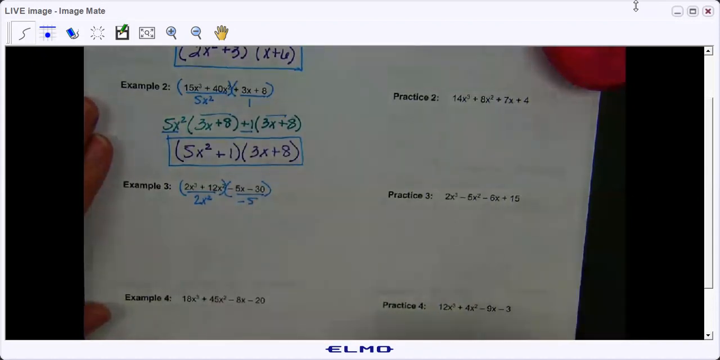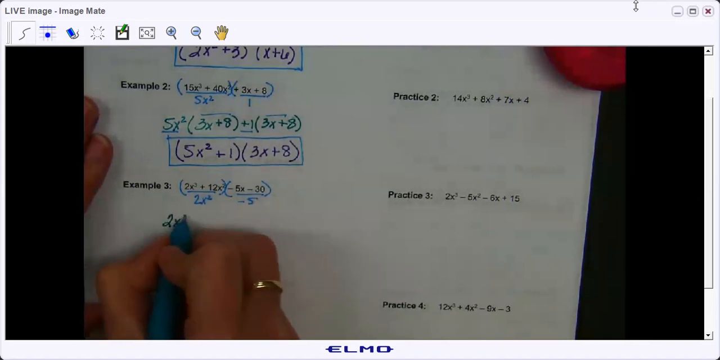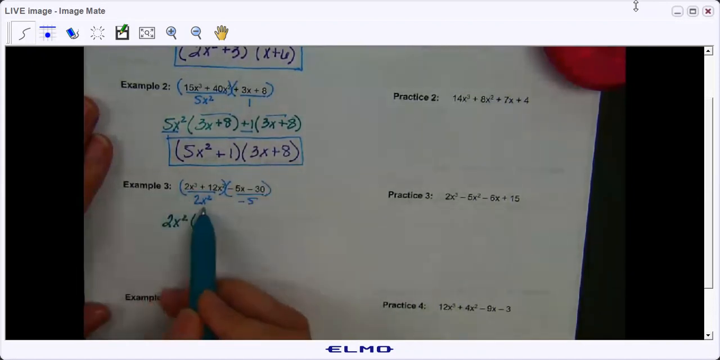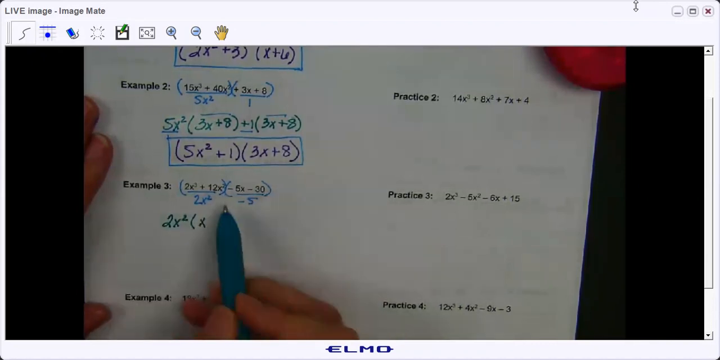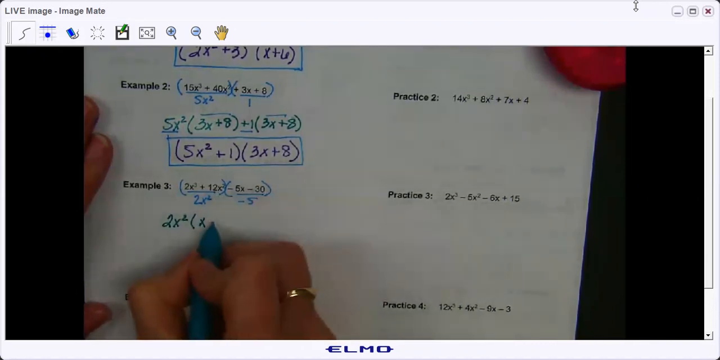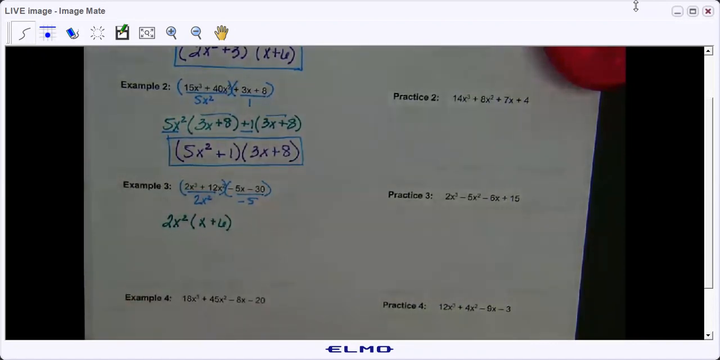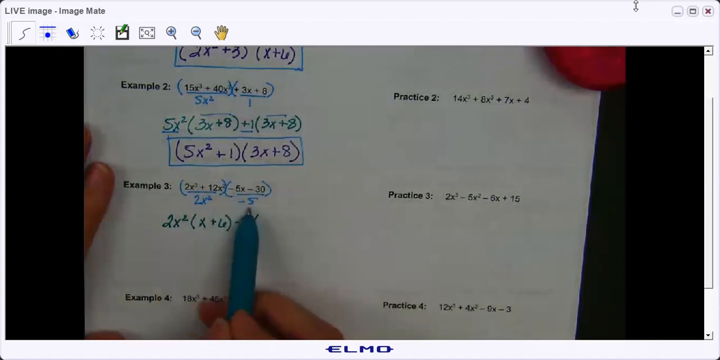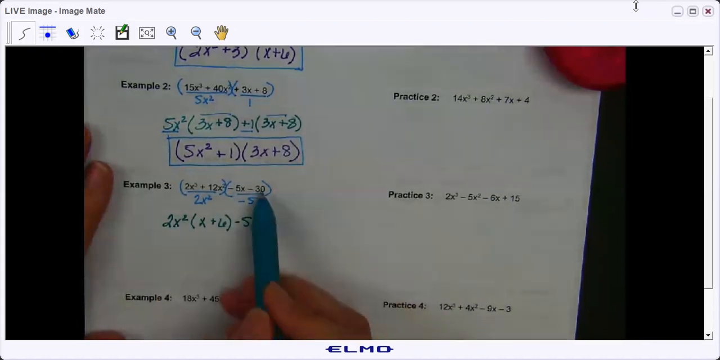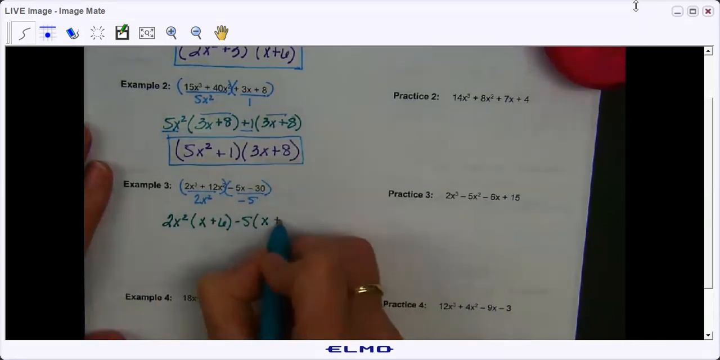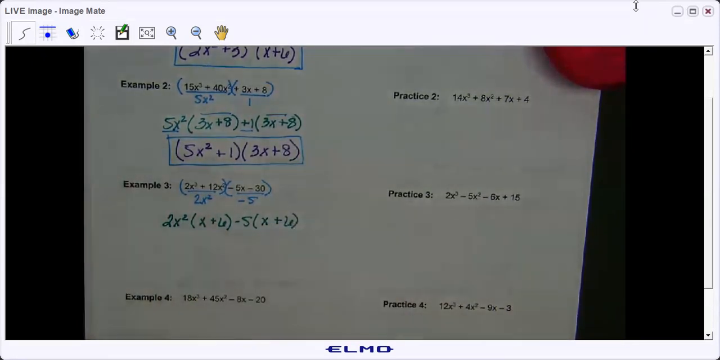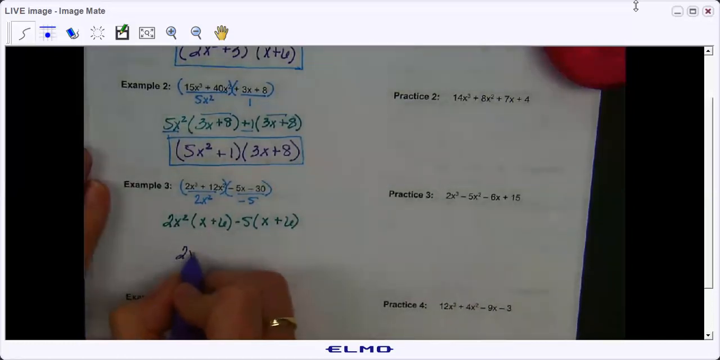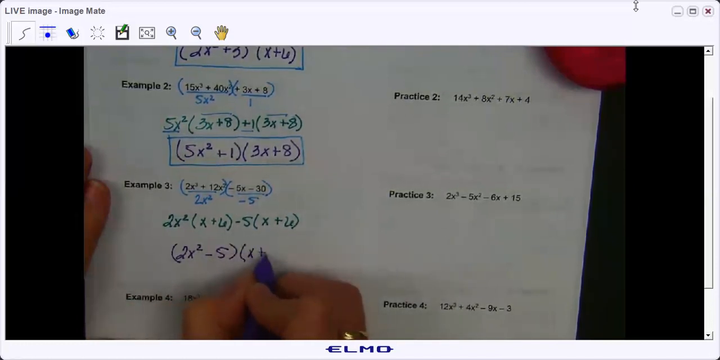All right, so let's take those out. We have 2x squared. And then 2x cubed divided by 2x squared is just x. 12x squared divided by 2x squared is 6. And then we factored out a negative 5. Negative 5x divided by negative 5 is just x. Negative 30 divided by negative 5 is a positive 6. So now we're going to put our final answer together. 2x squared minus 5 times x plus 6.